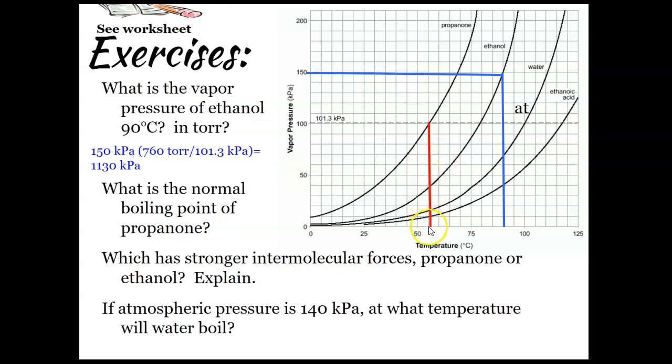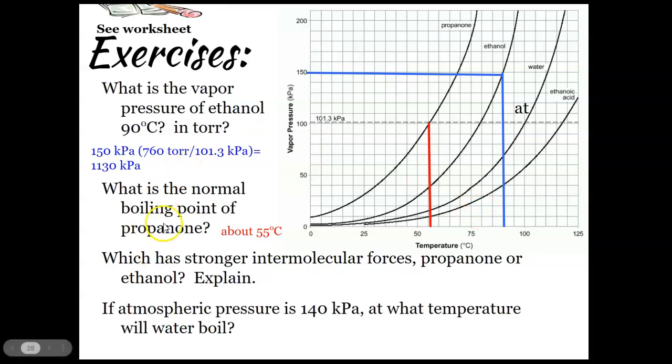All right, what is the normal boiling point for propanone? That's what this line is right there. So I'm going to find right here, this is where it is the normal. That's the dotted line, standard pressure. I'm going to follow it down. And yeah, my line kind of got crooked. So it should be about 55 degrees Celsius.